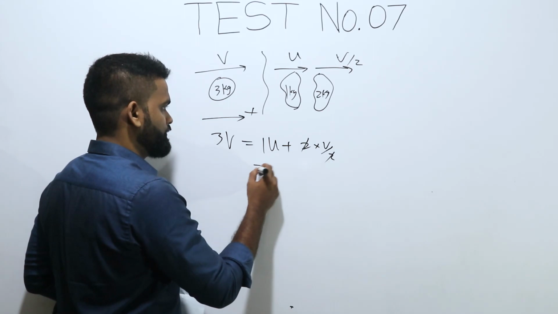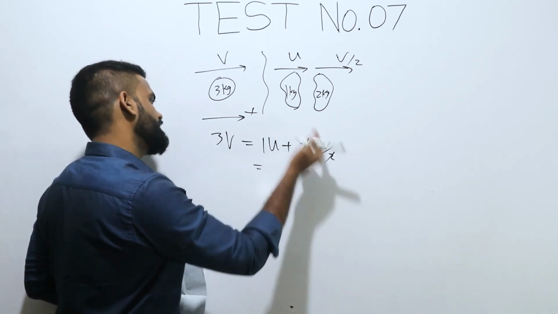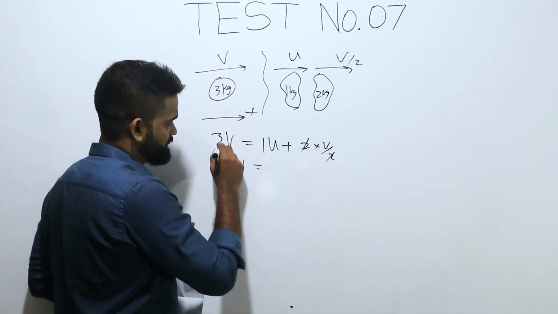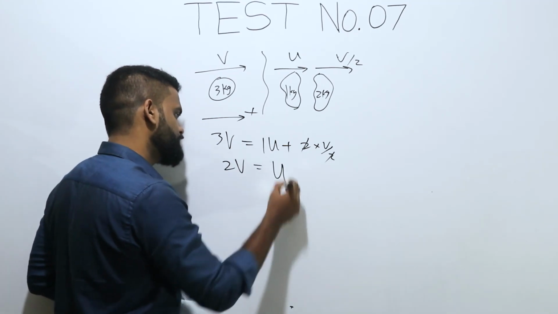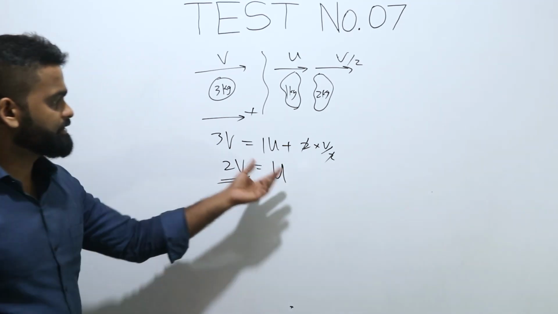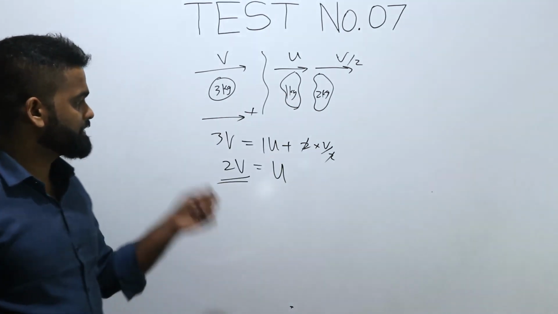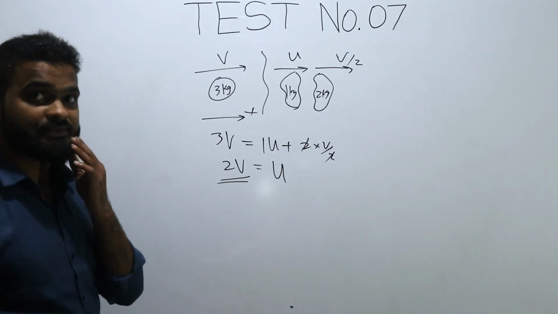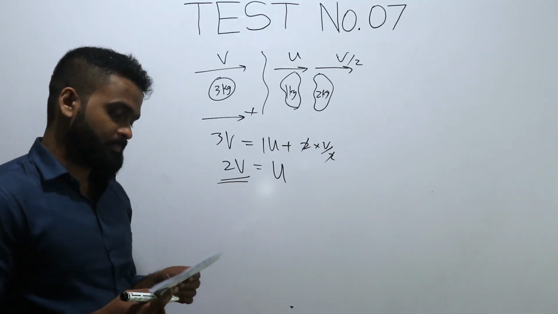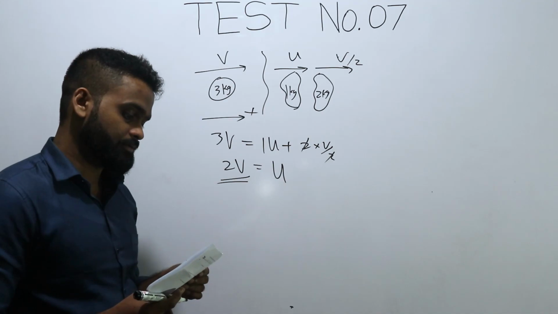This cancels off, this is just v. Take it to the other side. Then this becomes 3v minus v, 2v equals u. So this is the velocity of the small part, that is 2v. So the answer for that should be the fourth one.